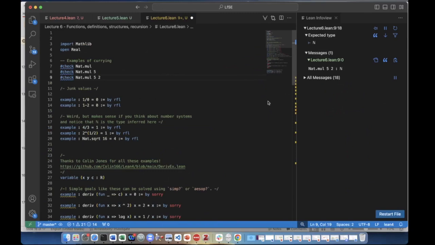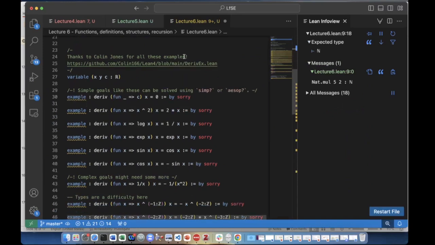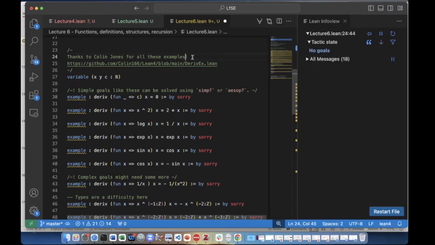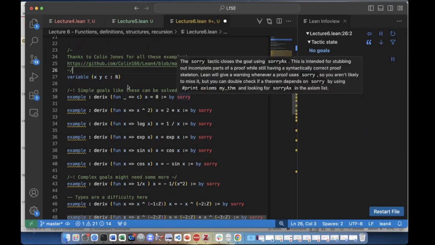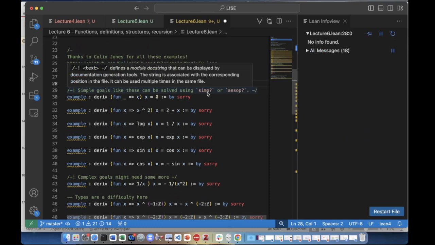Okay, so here's where we were. Oh, I'm going to zoom in a little. And thanks to Colin Jones for all of these examples. He's the student in the Adams lab who's been working with proofs in Lean for a while and helped come up with these examples of derivatives using Lean. And so the first lesson is that simple goals like these can be solved using simp? Or aesop?